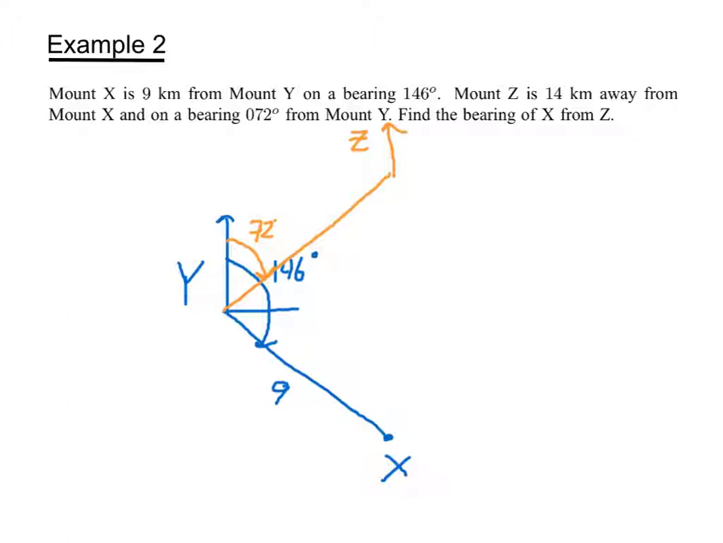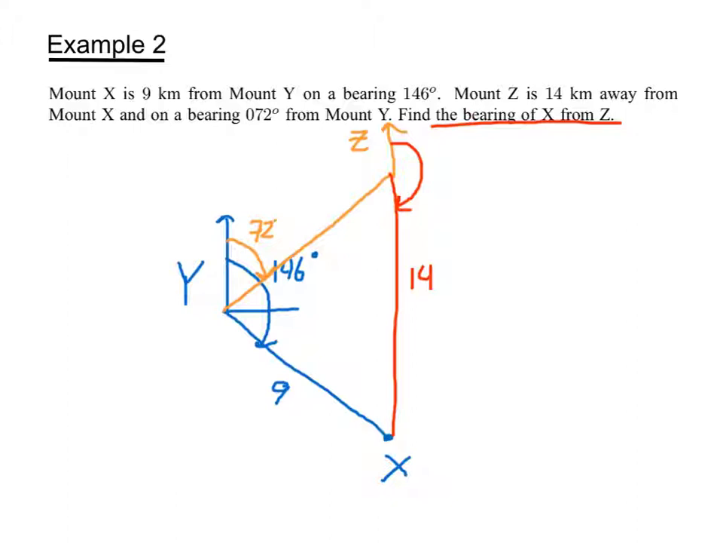We also know that Mount X is 14 kilometers away from Mount Z. And again, we're asked to find the bearing of X from Z, so I need to start at Z and find the bearing to X. And it looks like it'd be about 180, but I have not drawn this picture to scale, so we need to be really careful with making assumptions like that.